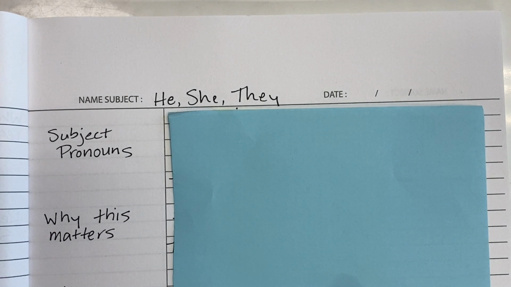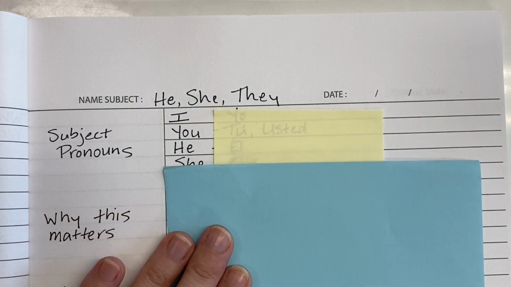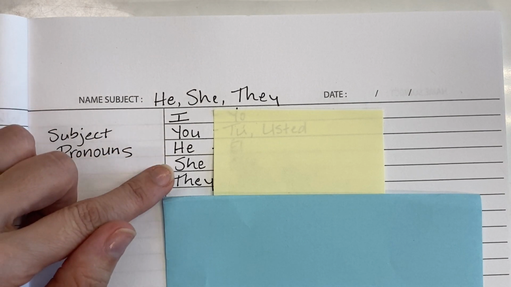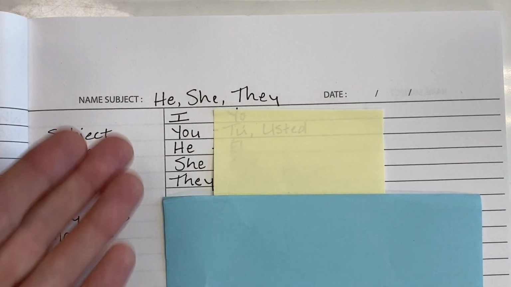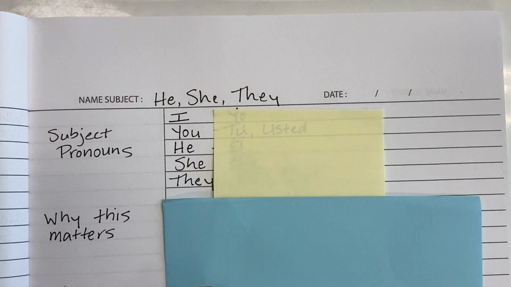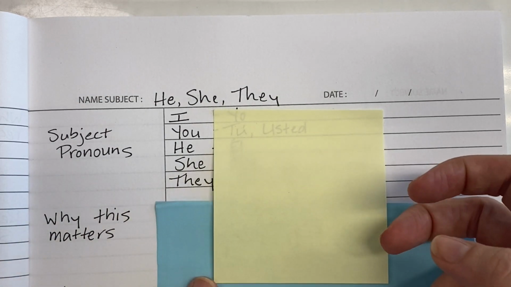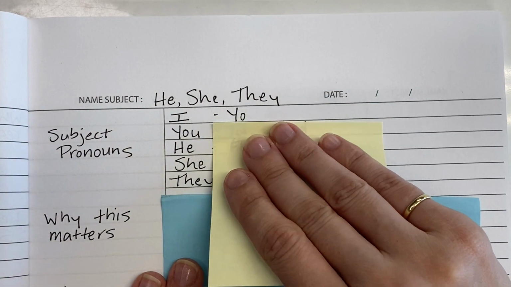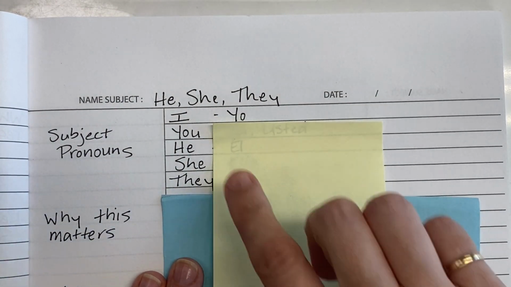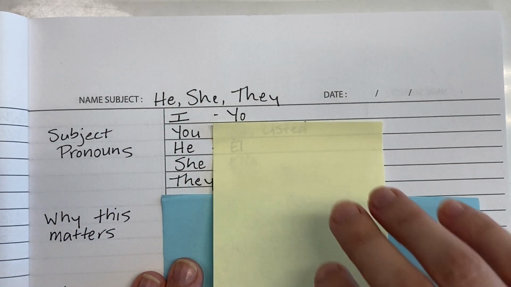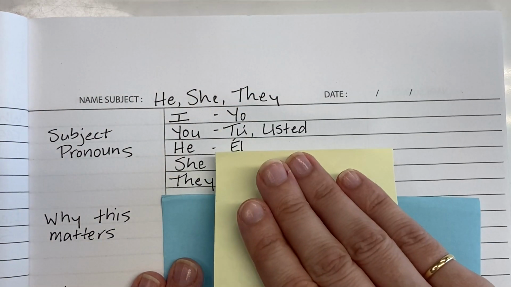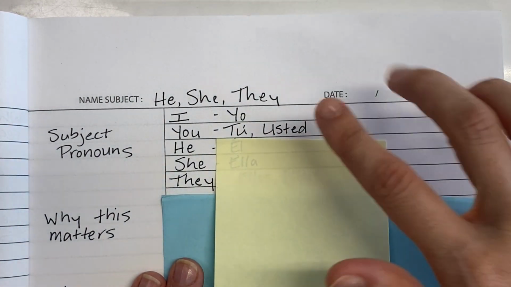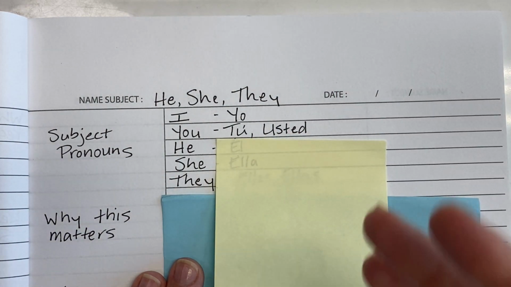We already know some subject pronouns in Spanish. First of all, here are subject pronouns in English. I, you, he, she, they. These are all examples of subject pronouns in English. And like I said, we know some of these already in Spanish. For example, I is yo. You, we learned about in our last lesson. We know that there's more than one word for you. Tú is more of an informal word for you, and usted is more of a formal word for you.